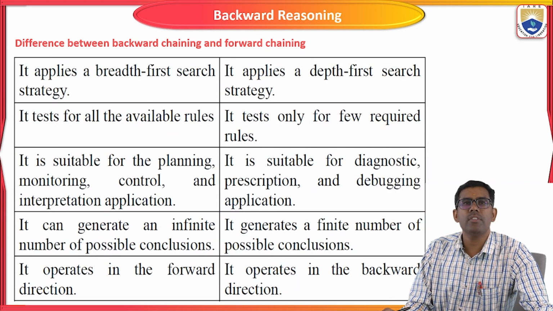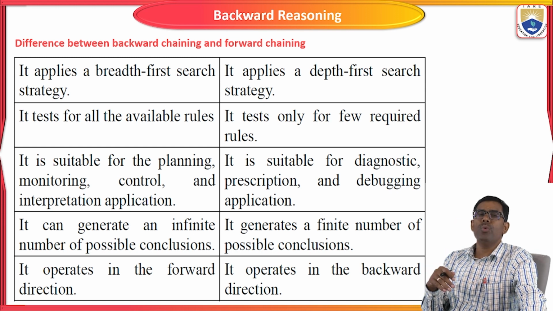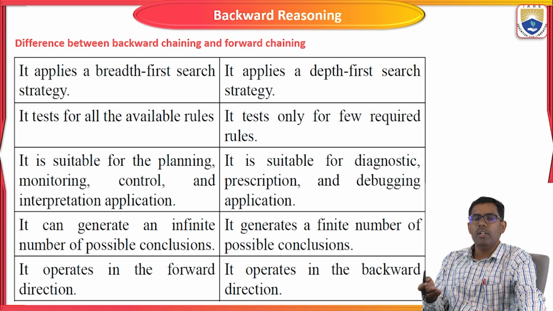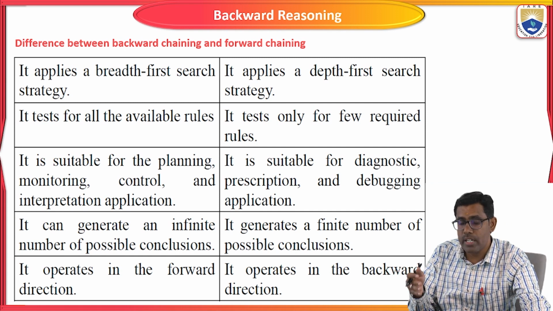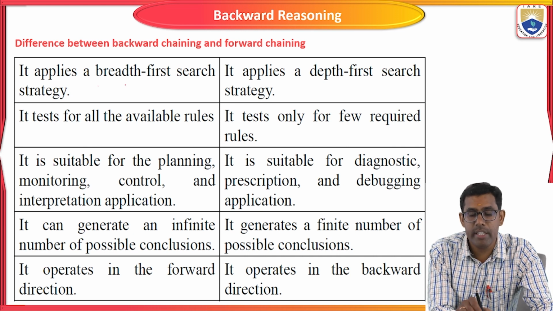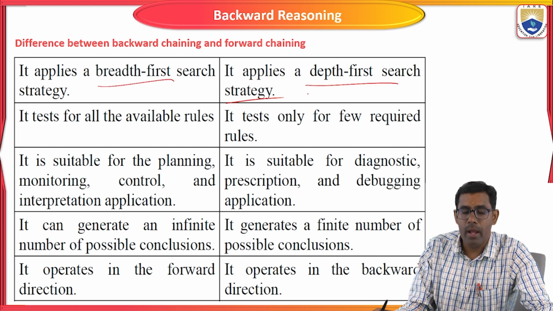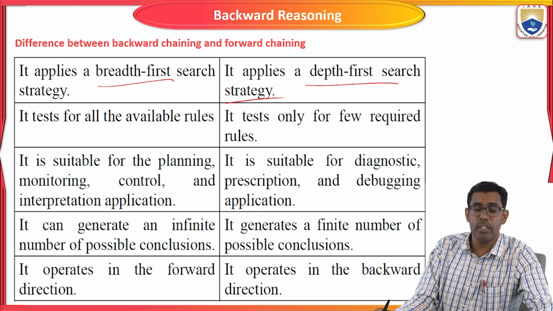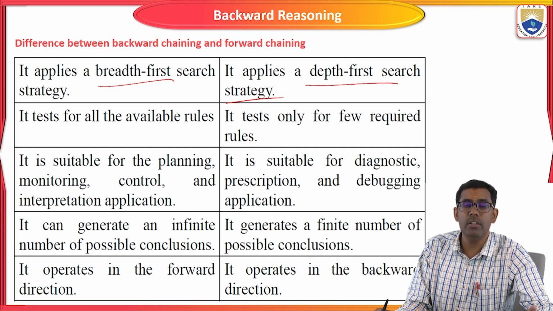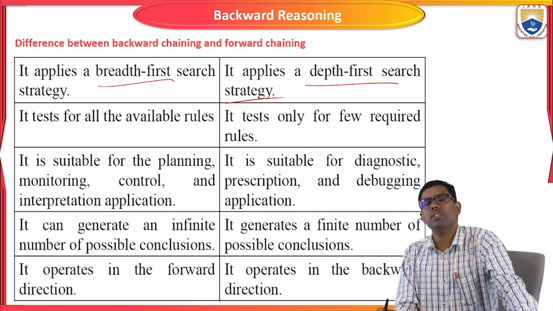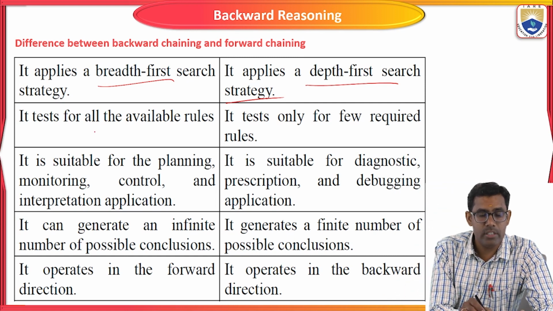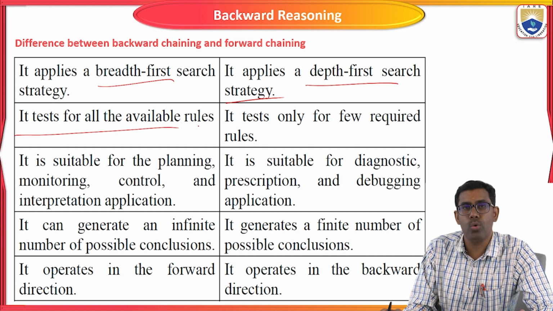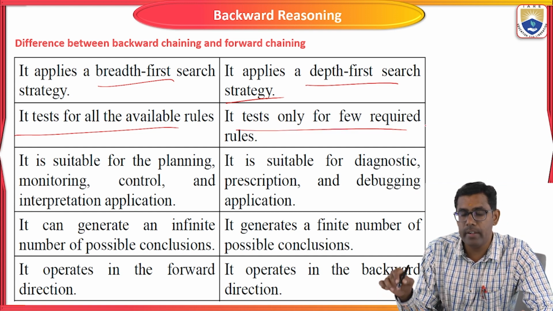Here we apply some searching technique to find the solution of the particular problem. Forward and backward chaining are techniques, and here we use additional techniques of breadth-first search or depth-first search. If you use depth-first search in forward chaining, then we use breadth-first search in backward reasoning. Forward chaining tests all the available rules, while backward chaining tests only the required rules.